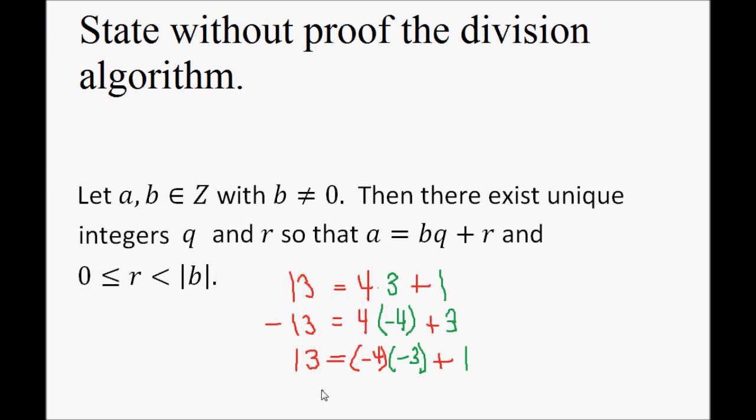Let's suppose that a is equal to 0. So 0 equals, say, 8 times something. In this case, the quotient would be 0, and the remainder would be 0. In a case where r is equal to 0, if we have 24 equals 6 times something, then clearly the quotient would be equal to 4, and there is no remainder. So r is equal to 0.